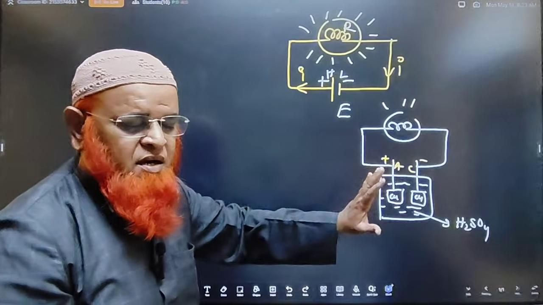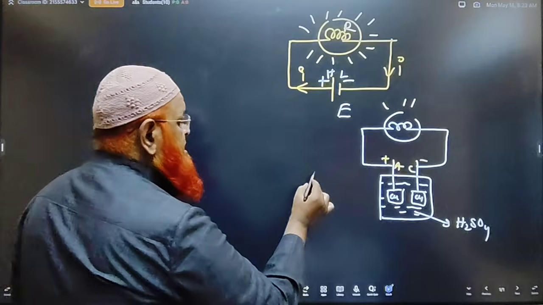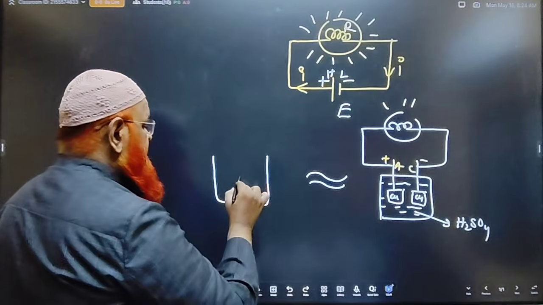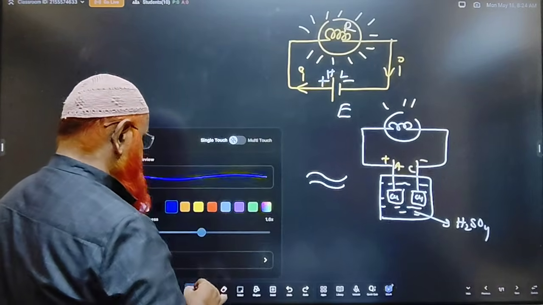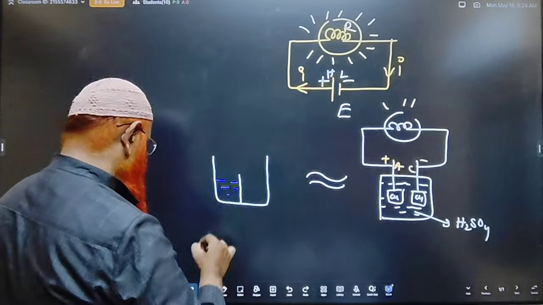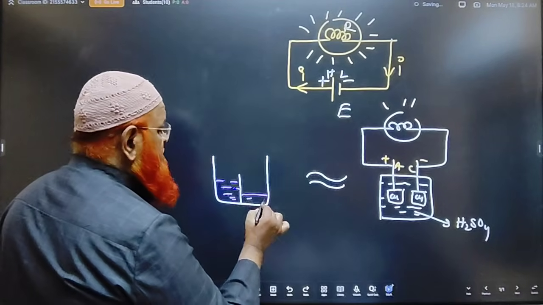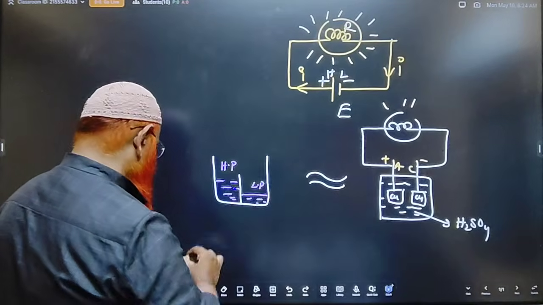If you want to understand the battery, let us compare the battery with a tank. I am comparing this battery with a tank for better understanding. In a tank, this is the water level. Okay, what is this? This is going to be the water level, up to here. Here the water level is up to here only. This is called higher potential. This is called lower potential.